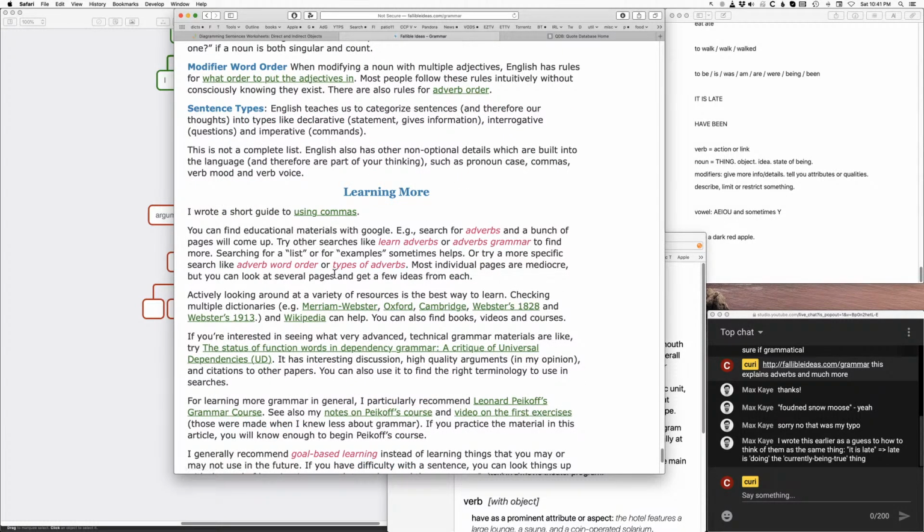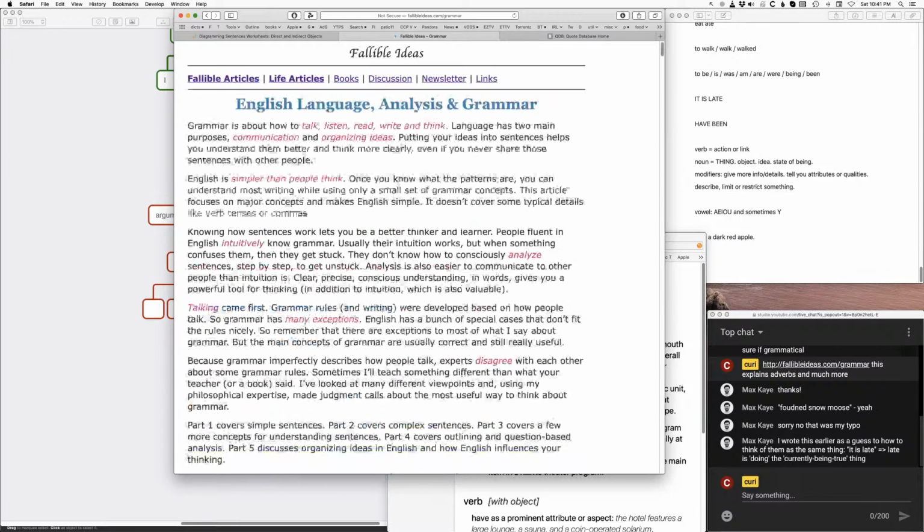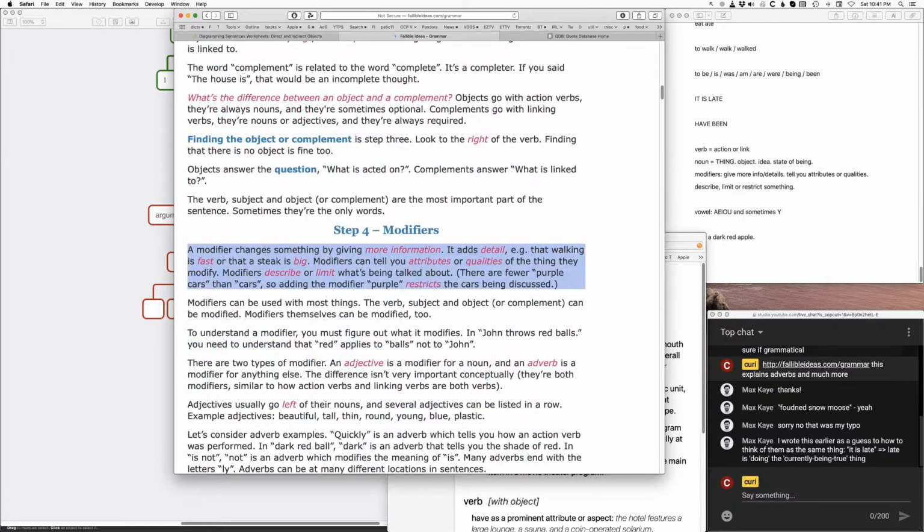There, I didn't read the entire sentence, by the way. Oh, okay, we'll go back. Okay. Attributes, qualities, or limit. Purple.